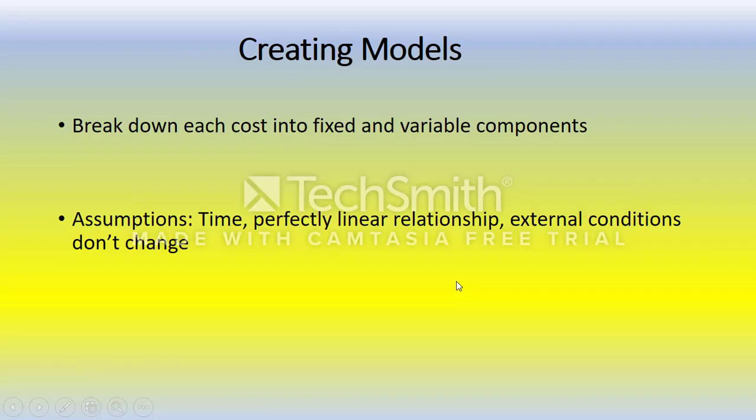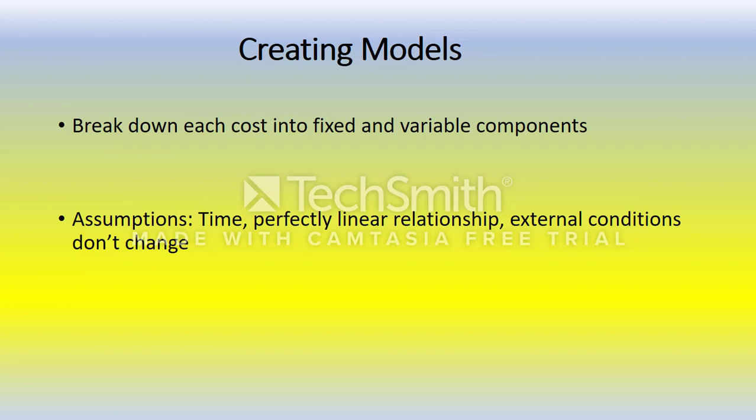So now, how do we create models with this information? Well, when creating models to relate revenues, costs, and profit to the various activity levels, we break down each cost into variable and fixed components. So also note, variable costs and fixed costs depend on time. A fixed cost could be a variable cost if the rate it changed was more frequent.